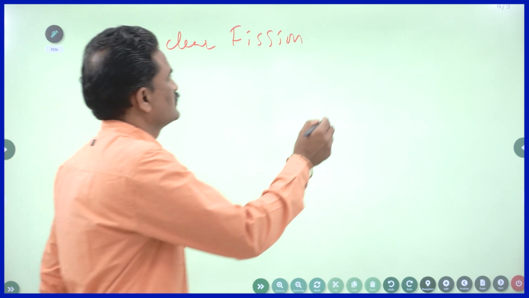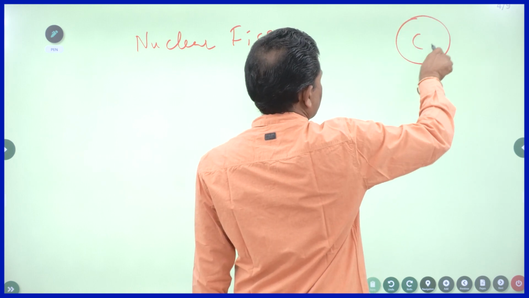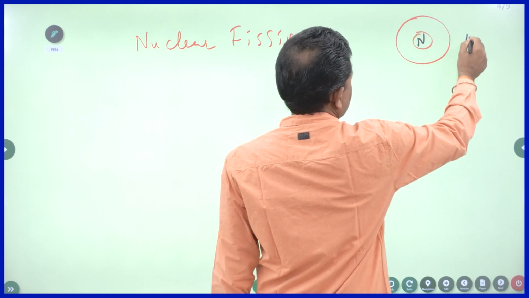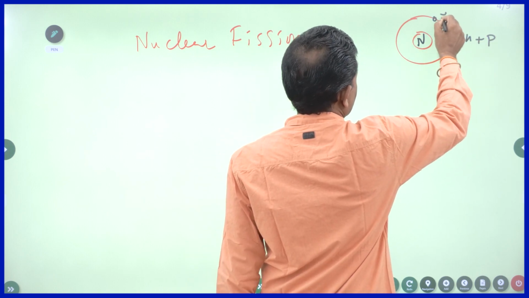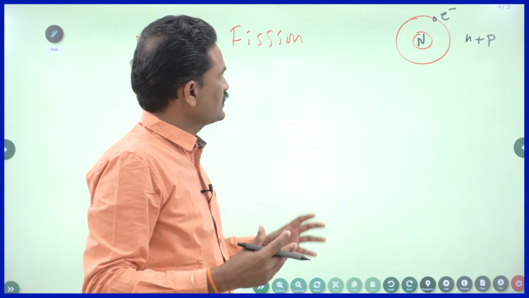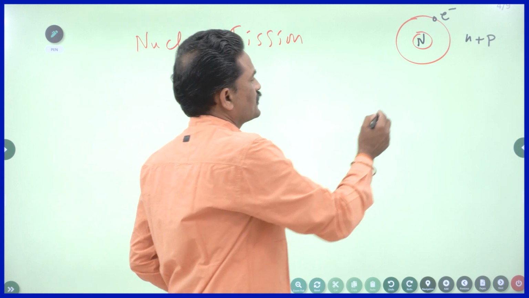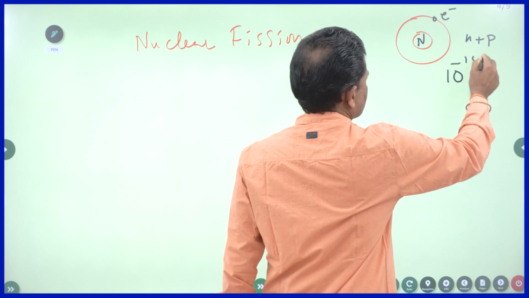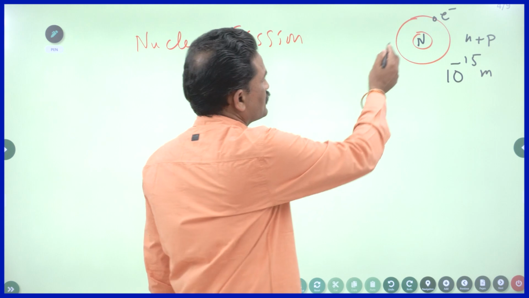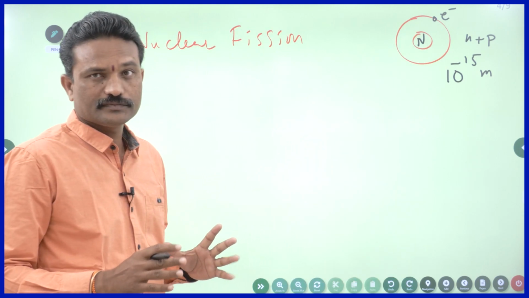You know the nucleus. Once again I am going into the fundamentals. This is an atom. In the center of the atom you have the nucleus. The nucleus consists of neutrons plus protons, around which electrons are revolving. The nucleus is bound in a small space of the order of 10 to the power of minus 15 meter. This is also called 1 Fermi. If you are able to touch the nucleus to split it, you will get a huge amount of energy, right?